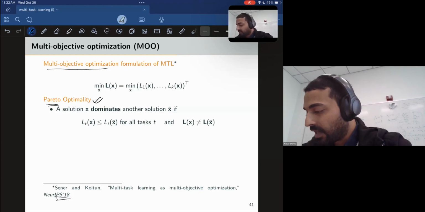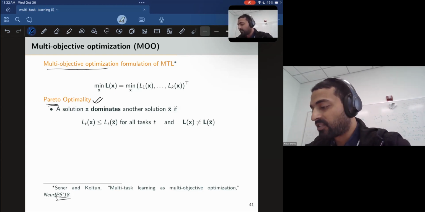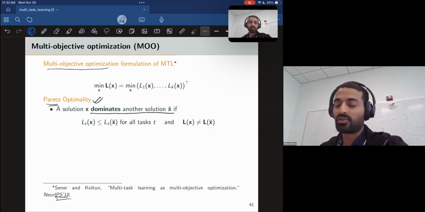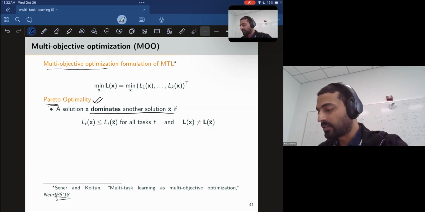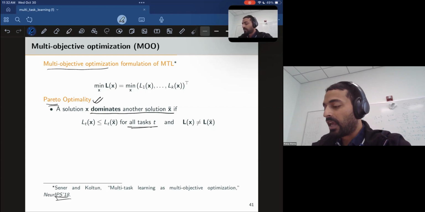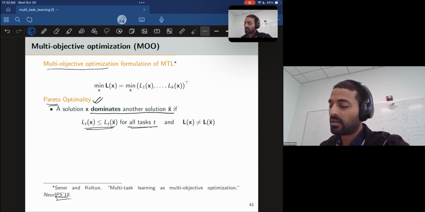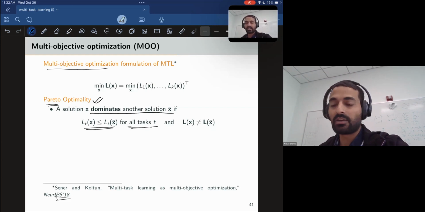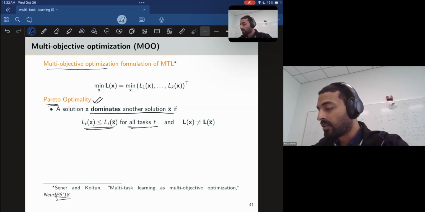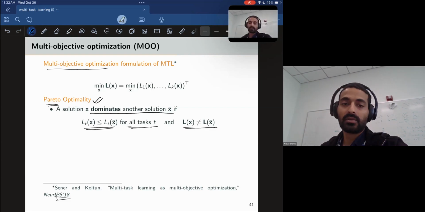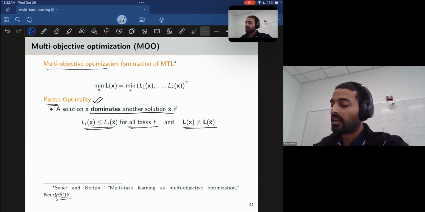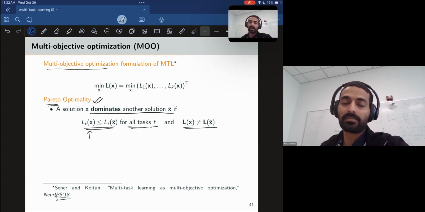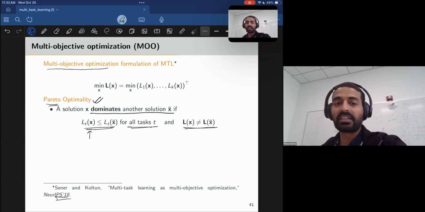First, let's define what it means for some x to dominate another solution x bar. It means that for all the tasks, the loss at x is not worse than the loss at x bar, so L_t(x) is less than or equal to L_t(x bar). Also, the vector of losses are not the same. This means there would be at least one loss at which L_t(x) would be strictly less than L_t(x bar). So this means that x dominates x bar. x is strictly better than x bar.